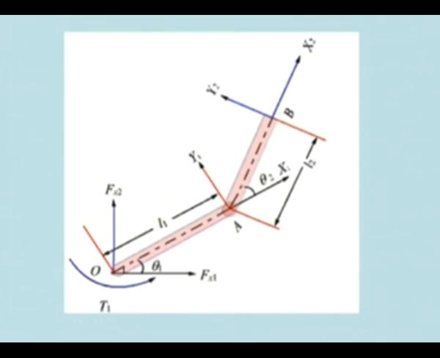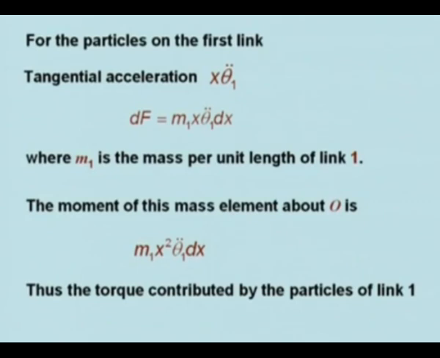Now when we consider it together, we have to consider not only the accelerations of link 1, but also the accelerations of link 2. So for the particles on the first link, the tangential acceleration is x times theta 1 double dot, and df is equal to m1 x theta 1 double dot dx, where m1 is the mass per unit length of link 1. The moment of this mass element about O is m1 x square theta 1 double dot dx.